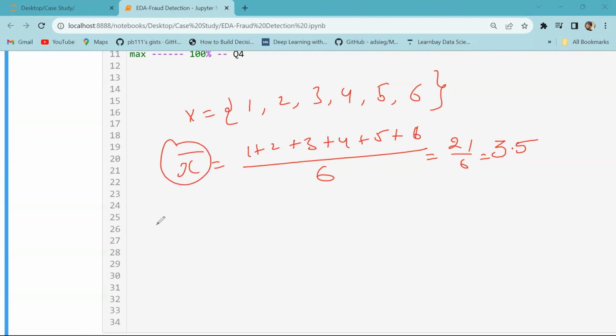And what is the standard deviation? What is the formula for standard deviation? Square root of... tell me, what is the formula for standard deviation?